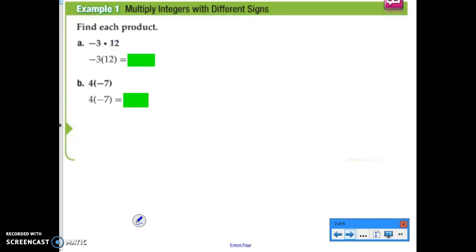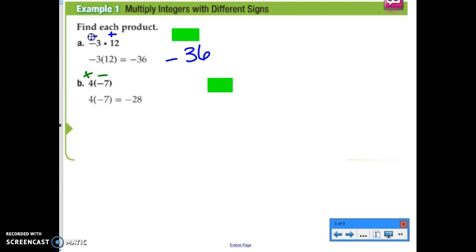So let's take a look here. Because I have a negative and I'm multiplying a positive by it, 3 times 12 is going to give us, let's see, 36. And a negative times a positive is a negative. So negative 36 would be our answer. Down here looking at B, I have a positive 4 and I'm multiplying a negative 7. Positive times a negative is a negative, and 4 times 7 is 28.